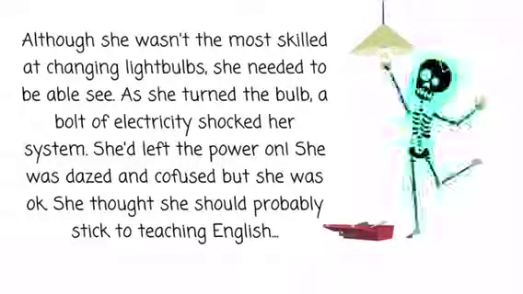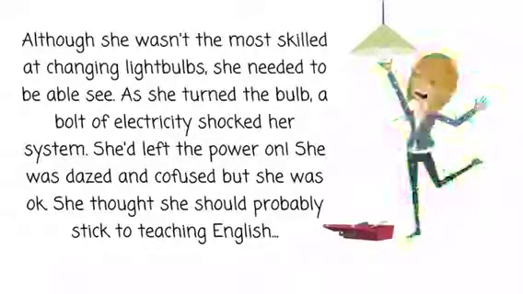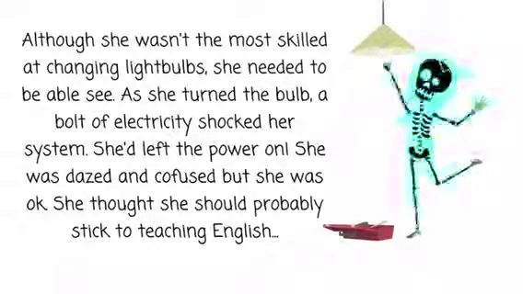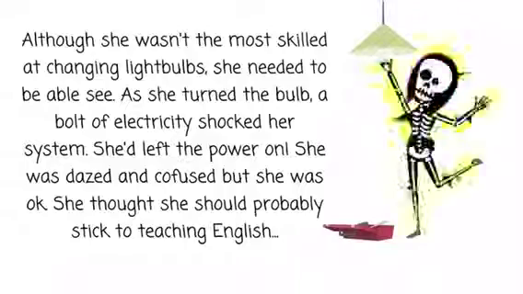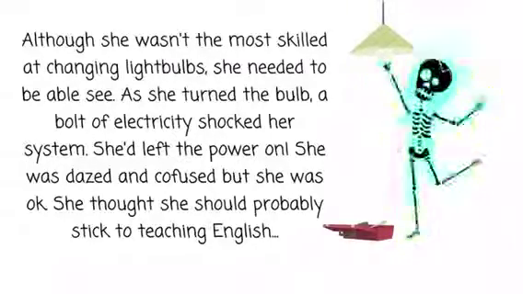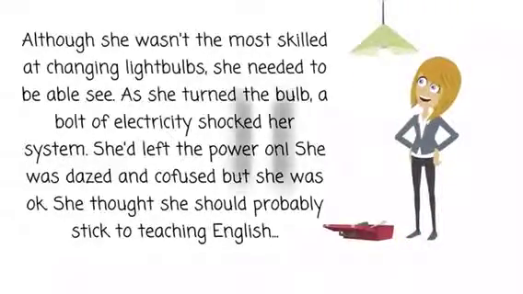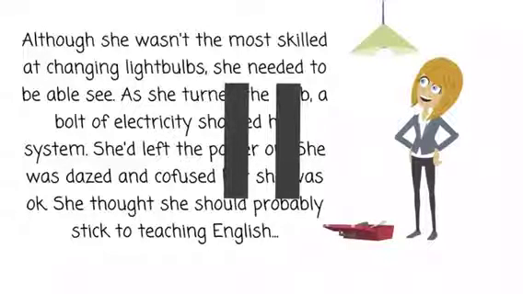As she turned the bulb, a bolt of electricity shocked her system. She'd left the power on. She was dazed and confused, but she was okay. She thought she should probably stick to teaching English. Now, I would like you to pause for this one and see if you can identify the different types of sentences that I've used in this paragraph. So see if you can find where the different types of sentences are.